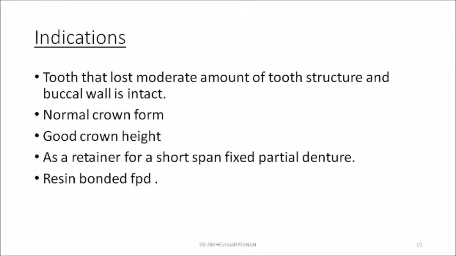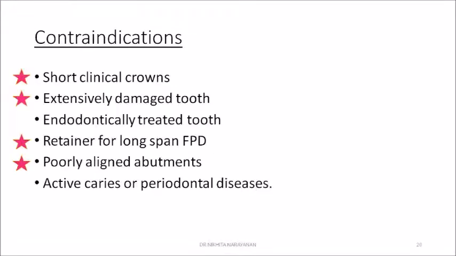So the indications for partial veneer crown are a tooth which has a minimal loss of tooth structure and with an intact buccal wall, and a crown with normal form, good crown height. It can be used as a retainer for short span FPD and resin bonded FPDs. So contraindications for a partial veneer crown are: first one is short clinical crowns.